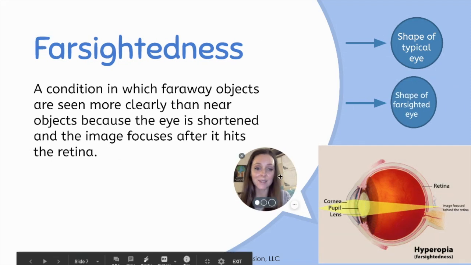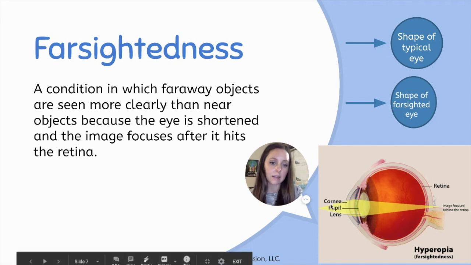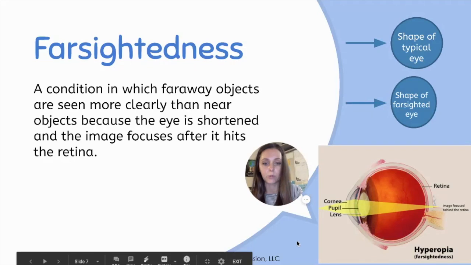Okay, farsightedness, so the opposite. It's probably going to be different, right? It's a condition in which faraway objects are seen more clearly than near objects because the eye is shortened and the image focuses after it hits the retina. So we have, again, the shape of our typical eye, and we have the shape of our farsighted eye, which is shortened. So nearsighted was elongated, farsighted is shortened. And you can see that light and all of the visual information is coming in, and it's focusing behind the retina as opposed to in front.